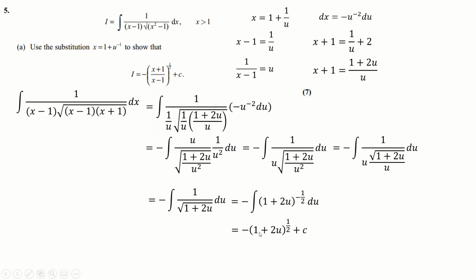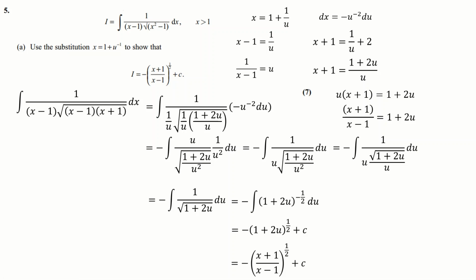Now I just need to substitute back in the x's. Now I don't have an expression for 1 plus 2u, but I notice I've got something helpful here. So if I just times this by u, I'll get this. And now u itself is 1 over x plus minus 1. So put that in there and you get x plus 1 over x minus 1 is this thing here, which I can just put into there, and I'll get exactly what the question wanted me to get, which is good.